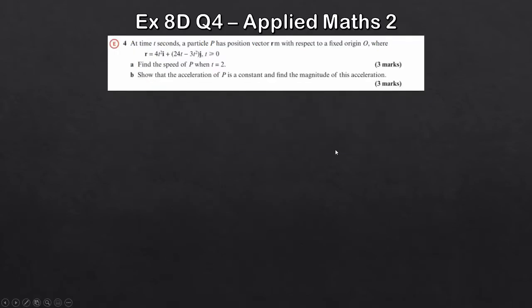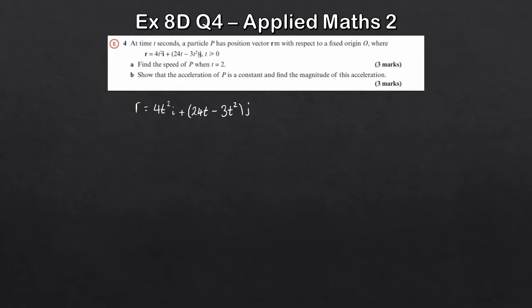Moving on to our first question now from the textbook. This is from exercise 8D question 4, and we're starting with the position vector here, r. So let's just get the right pen colour. Oops, that's not the right one. Not off to a good start. Okay, so r is 4t squared i plus (24t minus 3t squared) j.